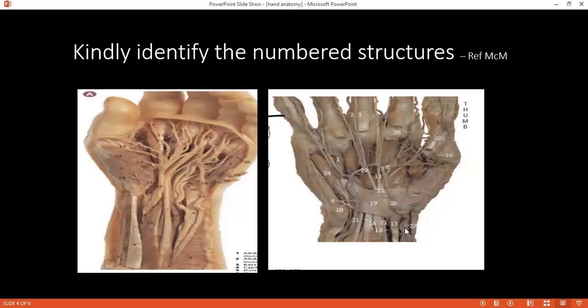Okay, 27 is the radial artery. Radial artery, yes. If you can identify 31 over here, please. 31 is the ulnar artery. Very good. If you can identify 29 over here, please. That's the superficial palmar arc. Yes.